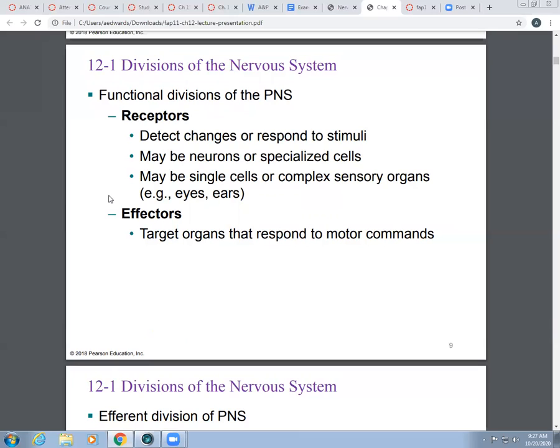Now, we also have structures called receptors, and their role is to detect some changes in the environment around it. Could be to respond to some stimulus. These receptors could be neurons. They could also be some specialized cell in your body. Receptors can actually be an individual cell or on an individual cell, or they can be a whole organ, like your ears or your eyes, okay, our sensory organs.